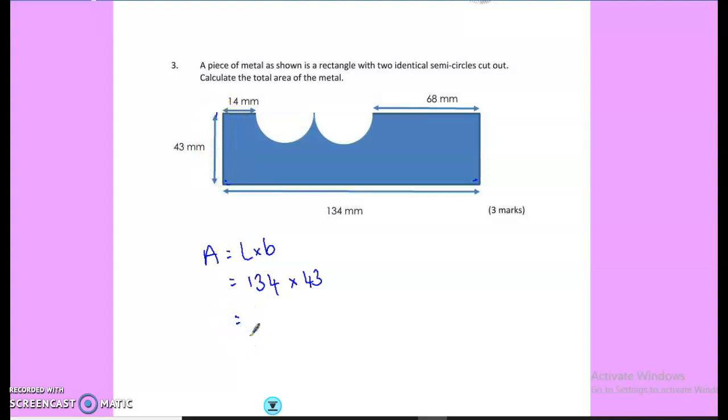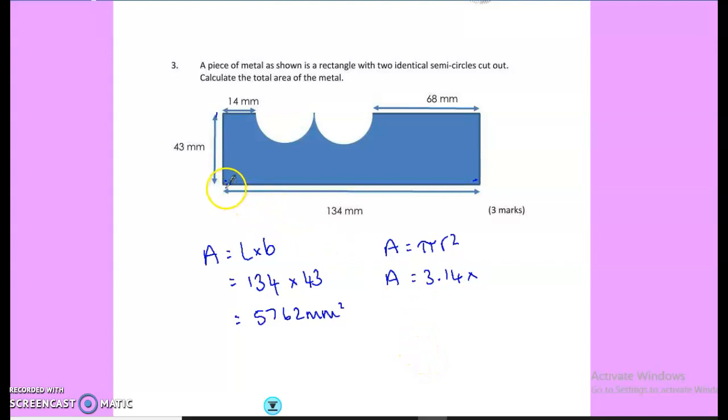So altogether that is 134 times 43, 5,762 millimeters squared. Here I've got 2 semicircles. If I put 2 semicircles together, I have a full circle. Area of a circle is A equals pi r squared. Pi is just 3.14. The radius of the circle we need to work out.